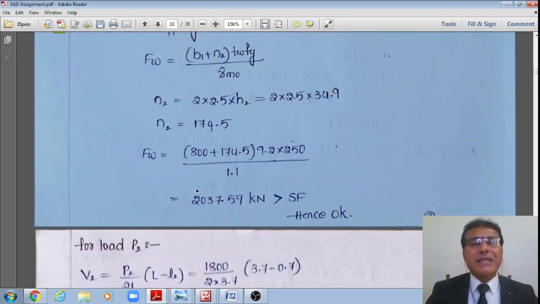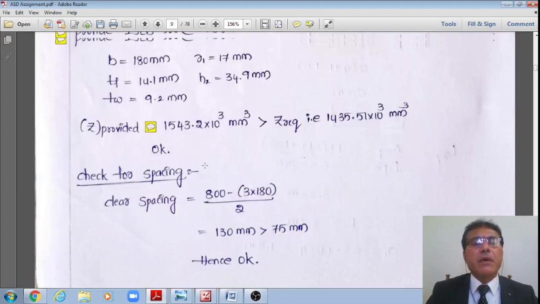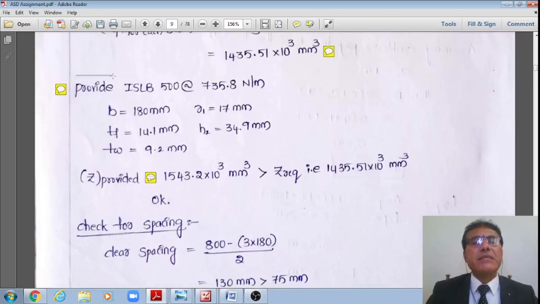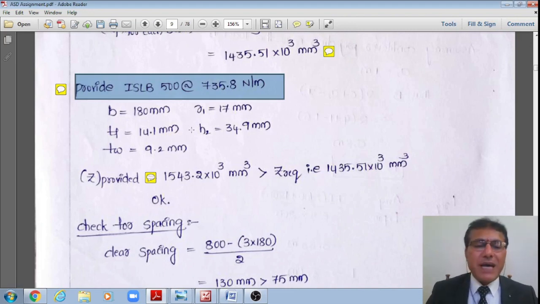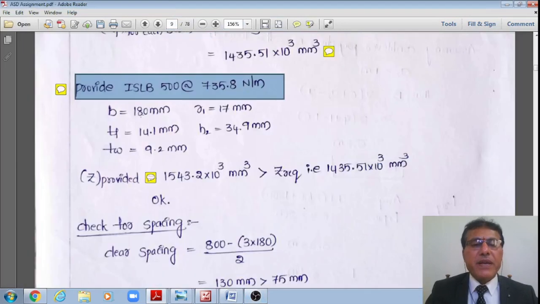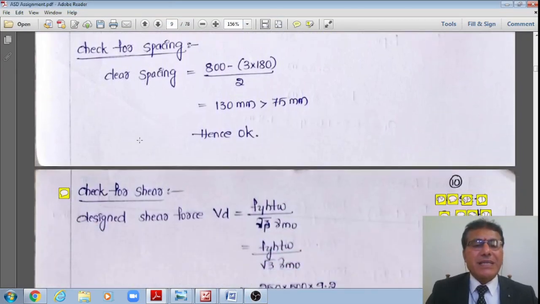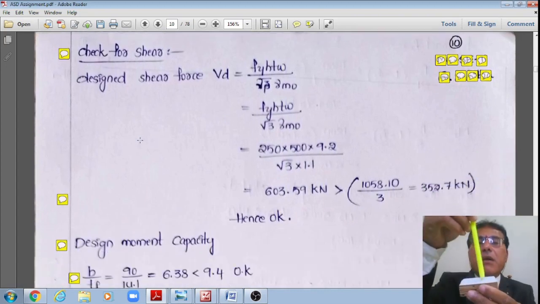Since this trial beam that we assumed, ISLB 500 at the rate of 73.5 kg per meter, has passed all the checks, that section itself is my final section. Therefore, provide 3 ISLB 500 at the rate of 73.58 kg per meter as the final section under the column 1.